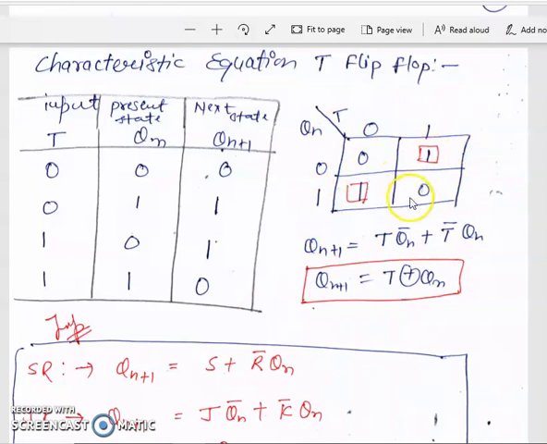We construct the K map for T and Q. Input T has two conditions, 0 and 1, and Q also has two values, 0 and 1. So construct the 4-cell K map and find out the characteristic equation. For this one we can write T Q bar, and for this one we write T bar Q. That is the toggle, T, the XOR gate between T and Qn.